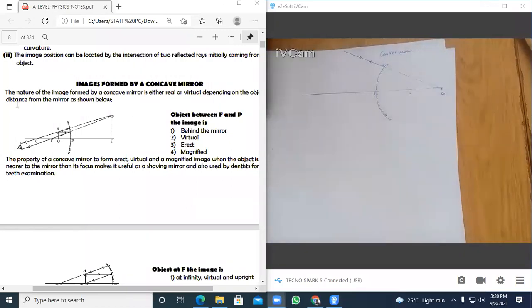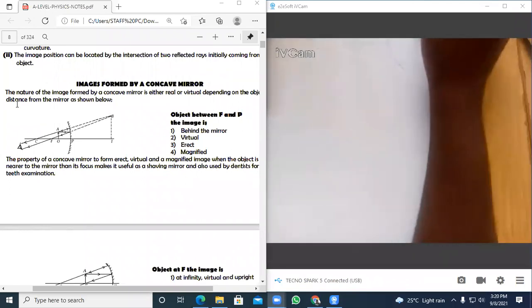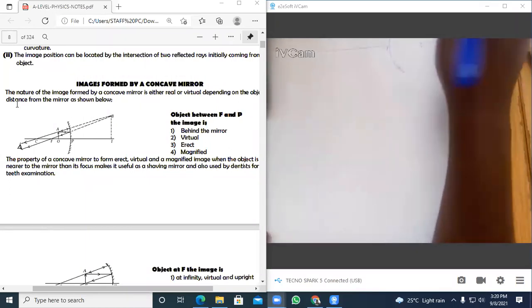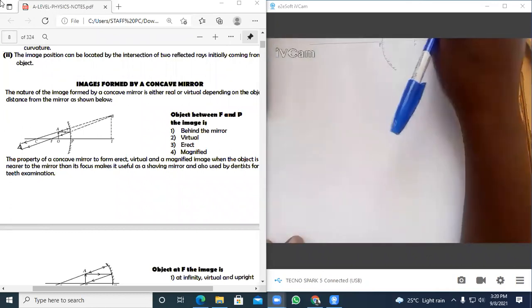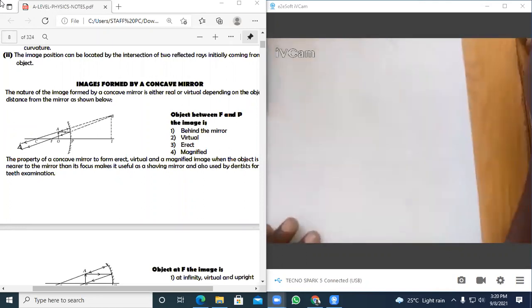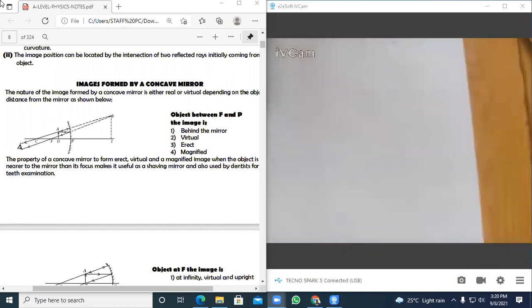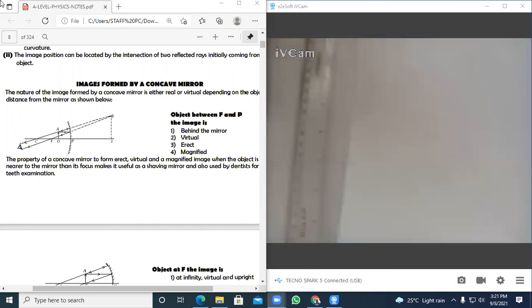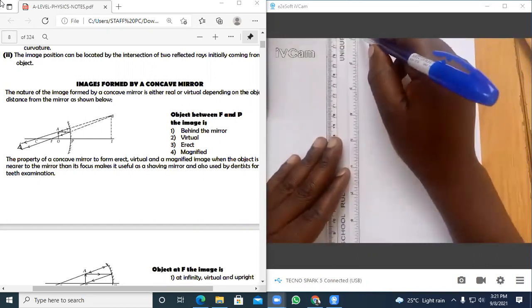Okay, so now let us look at how images are formed by a concave mirror. Number one, the nature of the image formed by a concave mirror is either real or virtual, depending on the position of the object along the principal axis, or the position of the object away from that mirror. So we are going to start. If I'm to draw, we are going to use straight lines. We shall not use curved illustrations. I prefer using a straight line.